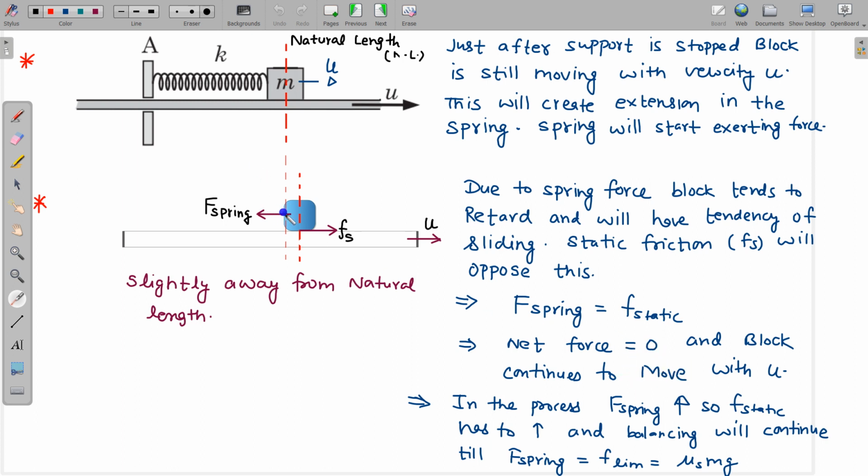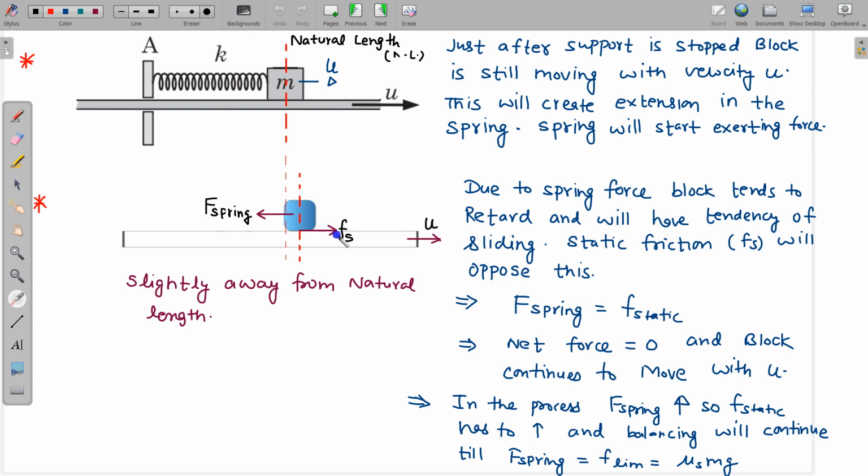In this process, obviously, the spring force will increase because the extension of the spring will increase. If the spring force increases, the friction has to increase to oppose the increasing tendency of sliding due to the spring force. So it will increase, but there is a limit of static friction, so it will reach its limit. Until the limit is reached, the spring force and the static friction force will balance each other, and the block will continue to move with constant velocity u with these two forces balanced.